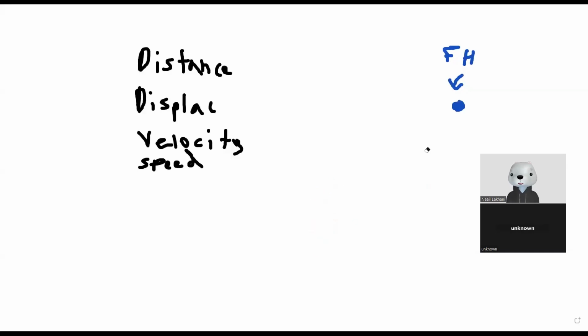Okay, so let's cover basic terminology, okay? What we're going to cover today is distance, displacement. I just wrote displac for short, you know. You guys already know how to spell displacement. I don't. Velocity, speed, and these are the four key terms we're going to be covering.